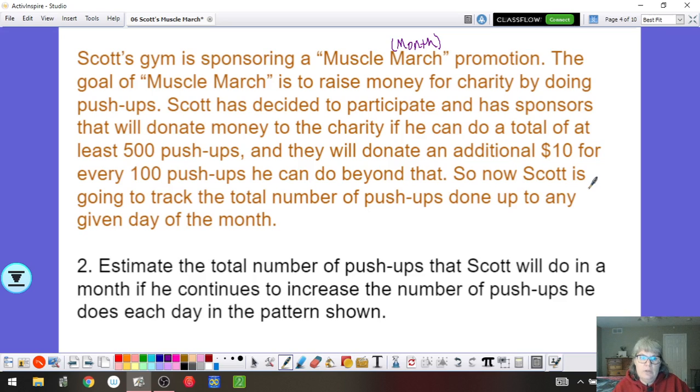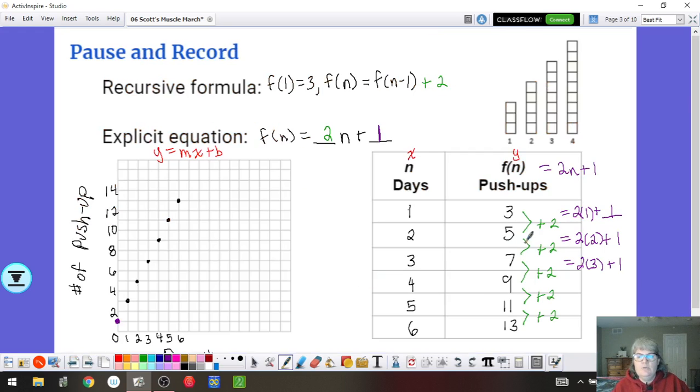So now Scott is going to track the total number of push-ups done up to any given day of the month. In class, I told the students to make an estimate of the total number of push-ups that Scott will do in a month if he continues to increase the number of push-ups he does each day in the pattern shown. I'm just going to go back to our table here to explain what's happening. So day 1 he does 3, day 2 he does 5, but that's a total of 8 for the 2 days. Day 3 he does 7 more, so 8 plus 7 would give us 15.